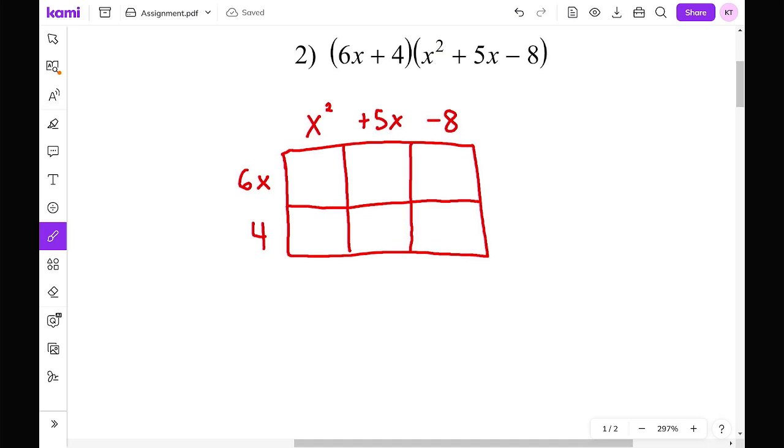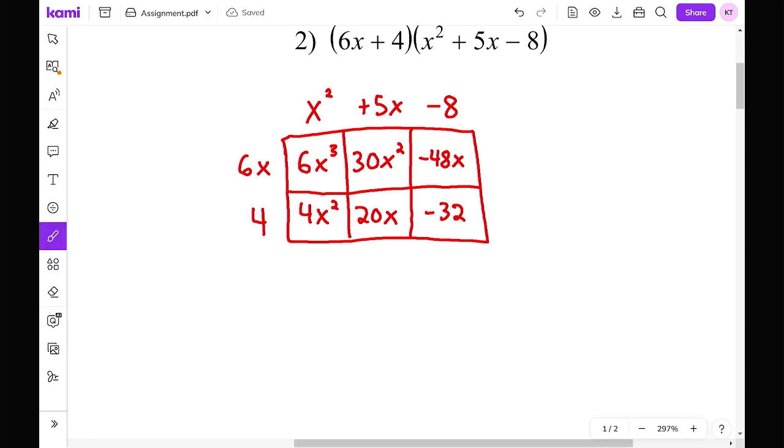So then, just like I did in my previous example, I'm going to go ahead and multiply things together. So 6x times x squared, I'm going to go ahead and apply my exponent rules. That will give me 6x to the power of 3. Then 4 times x squared will give me 4x squared. 6x times 5x, that will give me 30x squared. 5x times 4 will give me 20x. Negative 8 times 6x, that will give me negative 48x. And then negative 8 times 4 will give me a negative 32.